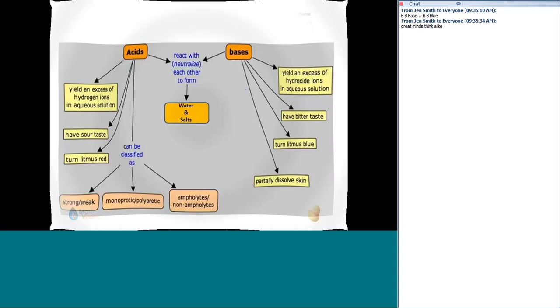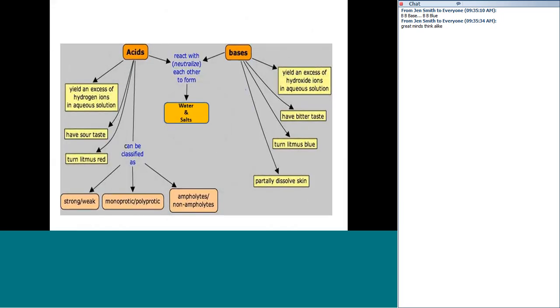And then remember this chart we talked about, the monoprotic and polyprotic and amphiprotic and non-amphiprotic. In no way are you ever going to need to know any of that stuff.